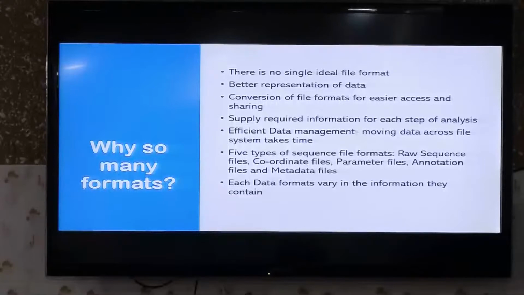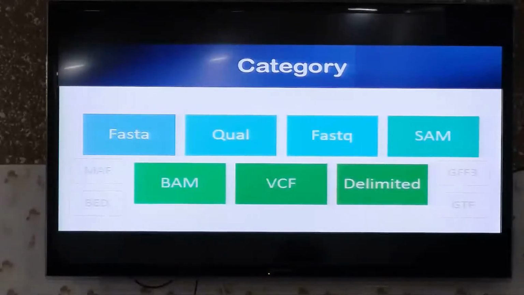So, on the basis of the categories of different file formats, the highlighted ones are the formats which are majorly used in biological files. That is FASTA, WIG file, FASTQ file, SAM file, BAM file, VCF, delimited.